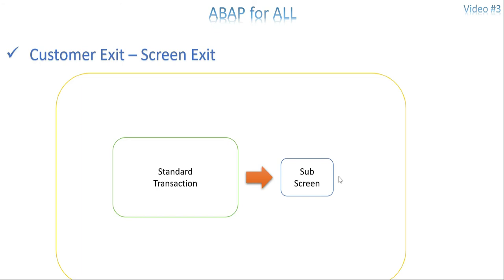So your custom screen or custom screen components are available in one separate tab. A tab is nothing but a combination of subscreens and buttons, or subscreen areas and buttons. So all your enhancement screens are in the form of subscreen only. That is the first point of your screen exit.